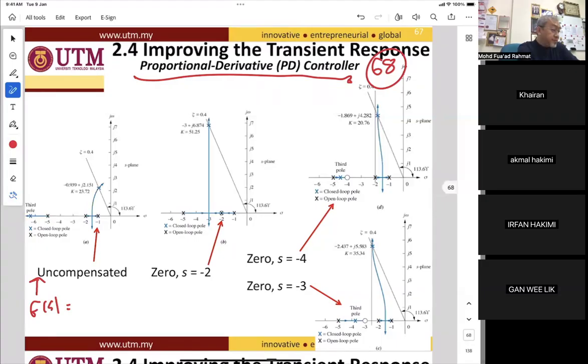Akmal Hakimi? Tak datang. Apa ni, K(s plus 1)(s plus 2)(s plus 5)(s plus 6).